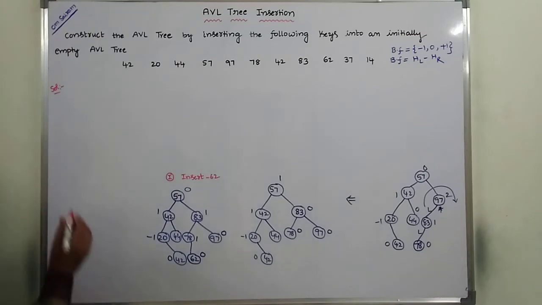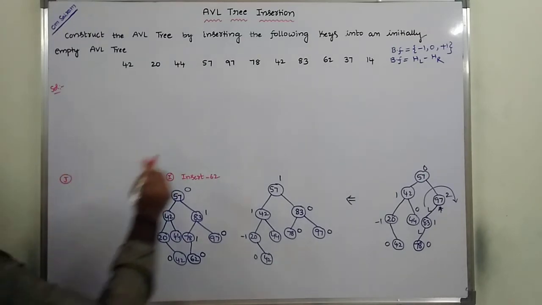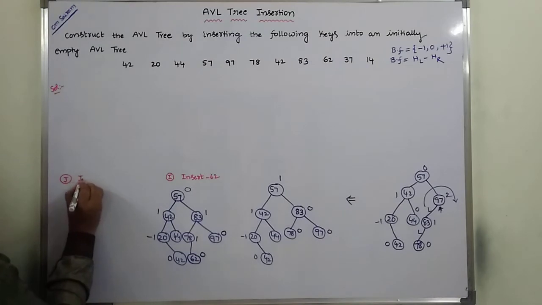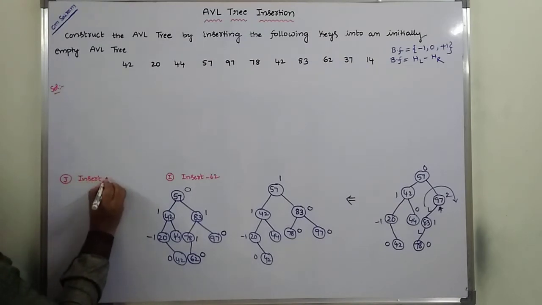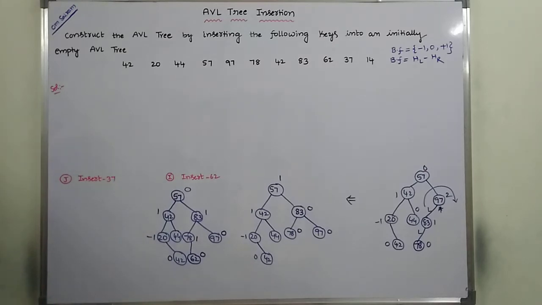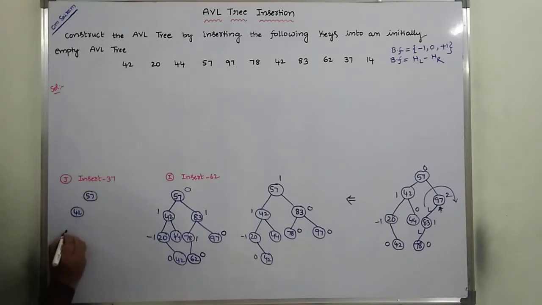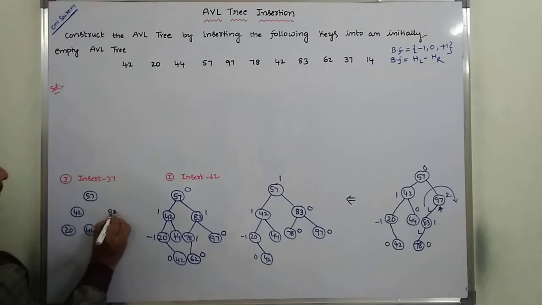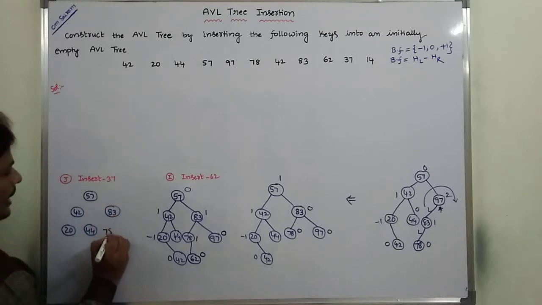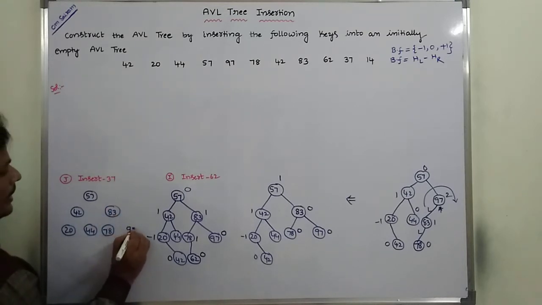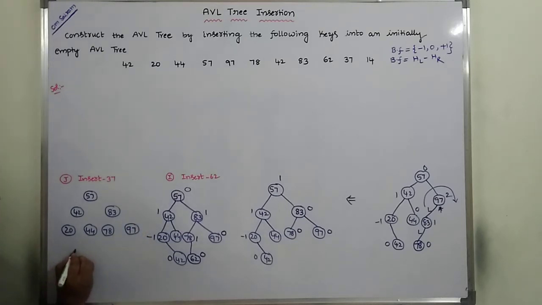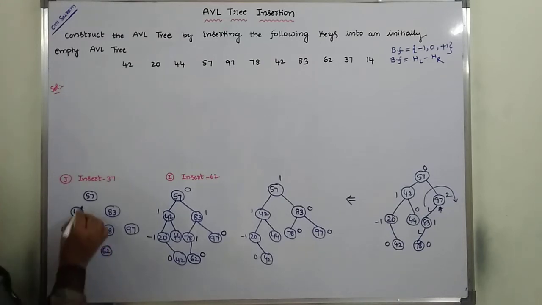Next we are inserting 37. Before inserting 37, the tree is 57, 42, its left child is 20, its right child is 44, 57's right child is 83, and 83's left child is 78, 83's right child is 97, and 20's right child is 42, and 78's right child is 62.